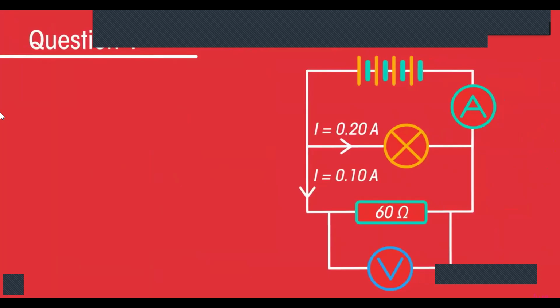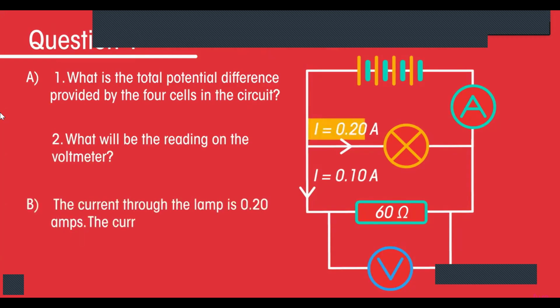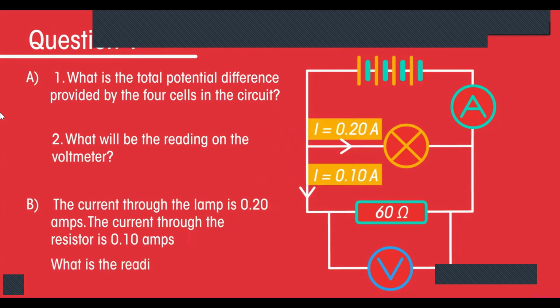Each cell provides a potential difference of 1.5 volts. What's the potential difference provided by the four cells in the circuit? What will be the reading on the voltmeter? The current through the lamp is 0.20 amps. The current through the resistor is 0.10 amps. What is the reading on the ammeter? Pause the video while you work out the answers.